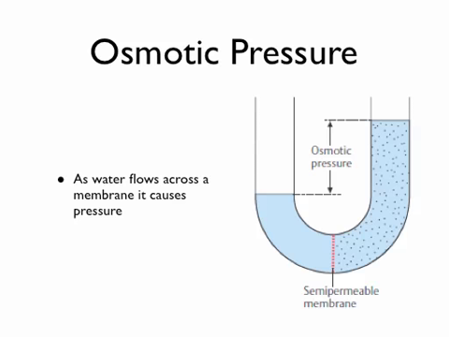This results in osmotic pressure. As the water flows across the membrane, it causes a greater amount of pressure on the side of the membrane into which it flows. So you can think of the osmotic pressure as being higher when there's a higher concentration of a solute.